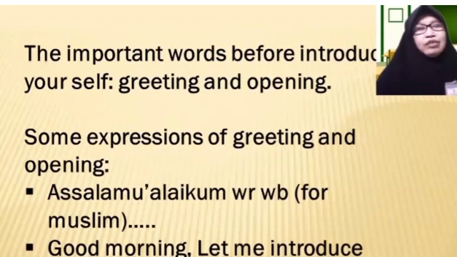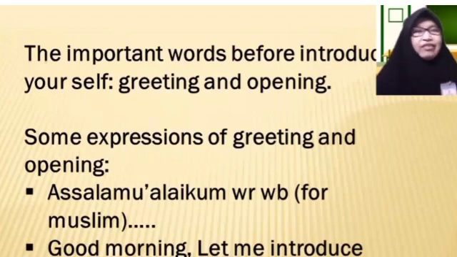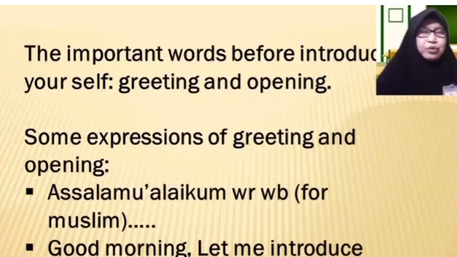Then, what words must you say before introducing yourself? It is greeting and opening. Don't forget, you should say greeting and opening before you introduce yourself. And you can use some expressions like Assalamualaikum warahmatullahi wabarakatuh, and so on. It can be used by Muslims. Or you can also say, good morning, let me introduce myself to you. Or, hello, let me introduce myself to you. Or, allow me to introduce myself to you.